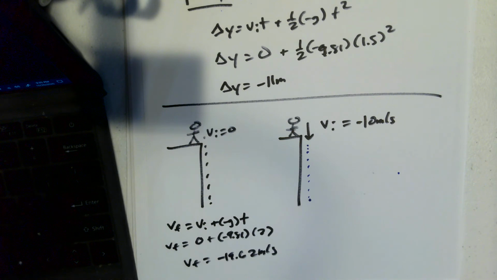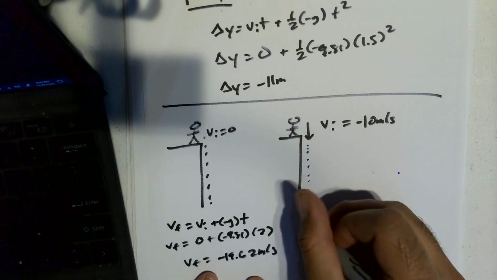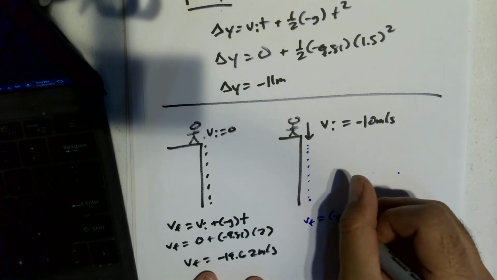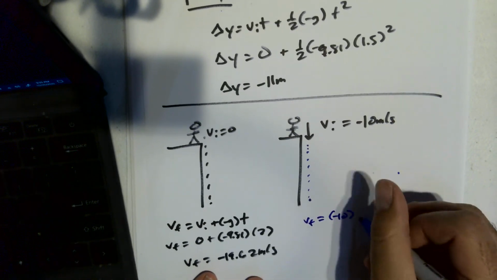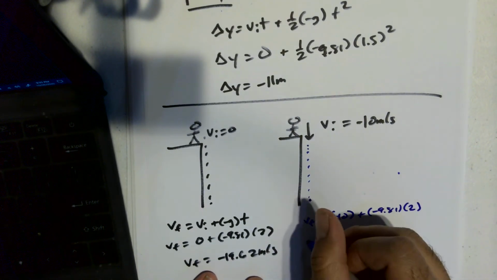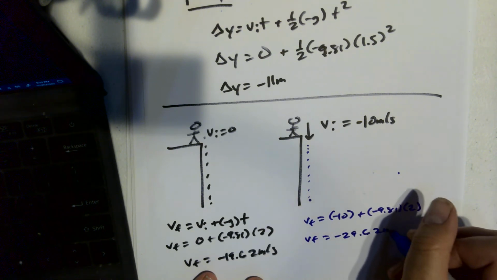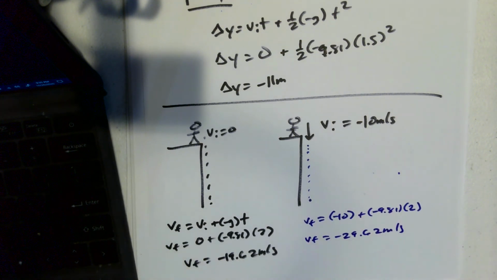Next one up has a different initial velocity, so I'm going to use that same formula, but I'm going to put in my initial velocity of negative 10 plus negative 9.81 times 2, and what I'm going to get is negative 29.62 meters per second. 2 seconds out, there's still a 10 meter per second difference between the velocities.